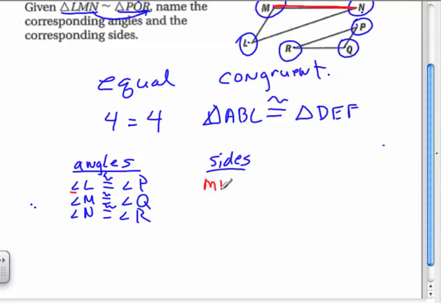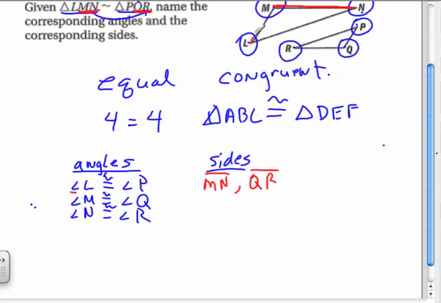What side goes with MN? Can someone tell me what side goes with MN? Alberta. Let's see. MN goes with QR. Do you see that? I don't even have to look at the figure, guys. I can just look at the name.